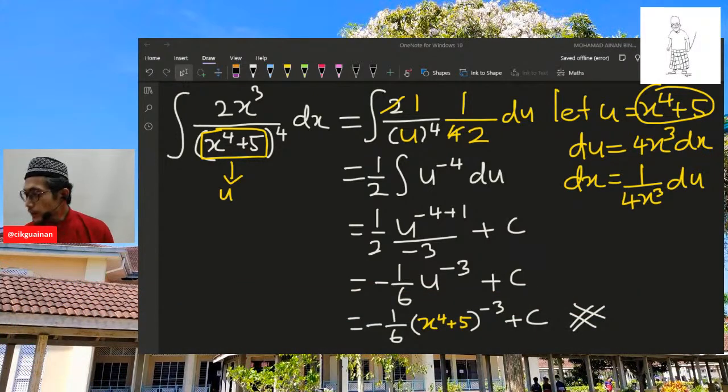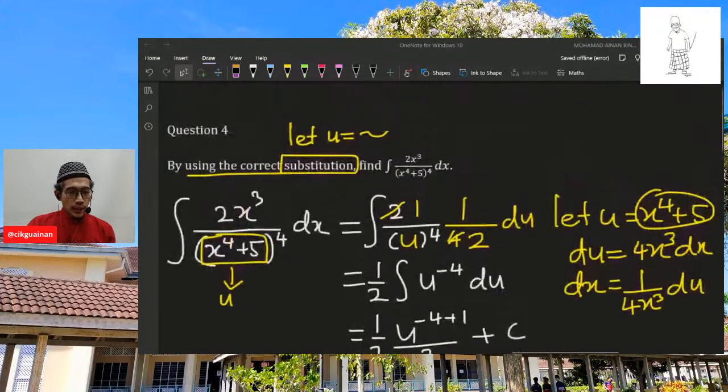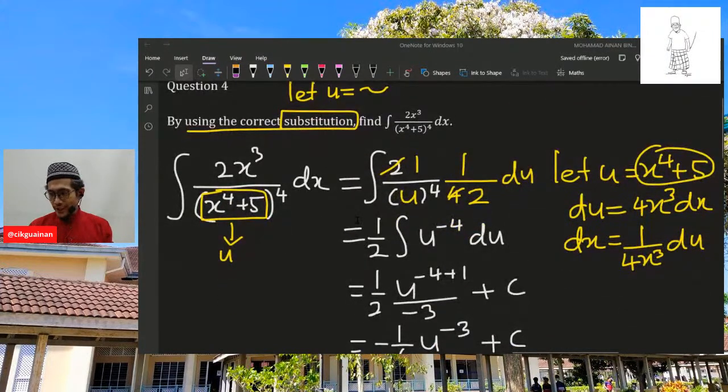We have to make sure everything is in terms of u. Actually, you can use any other letter, not just u. We can let m, let n, let t, theta, anything. Up to you. But most of the textbooks are already used to the letter u. So, have we finished? Oh yeah, finished already.